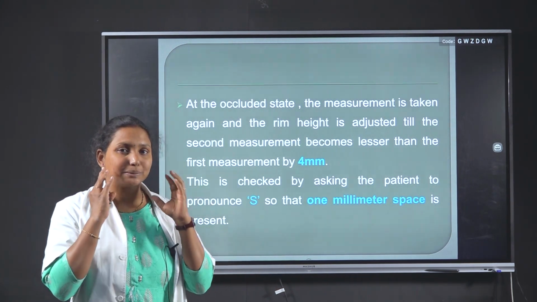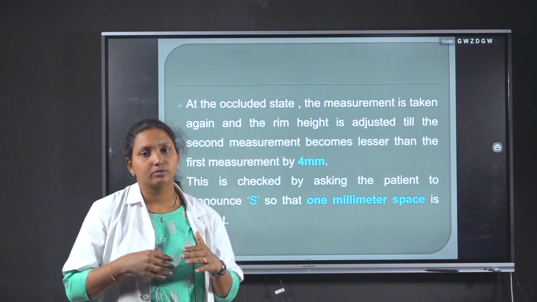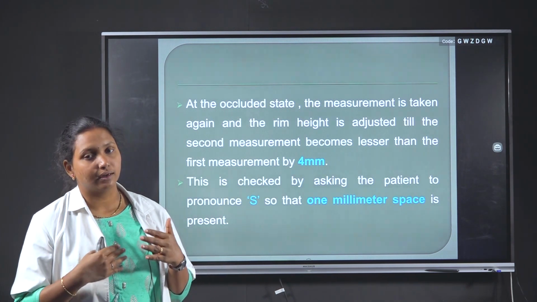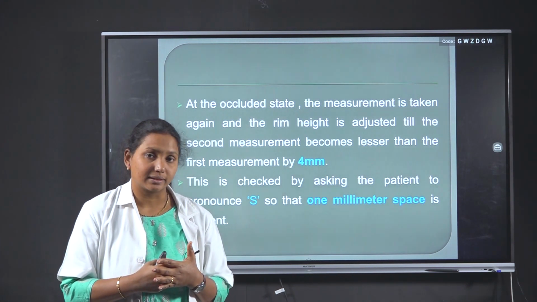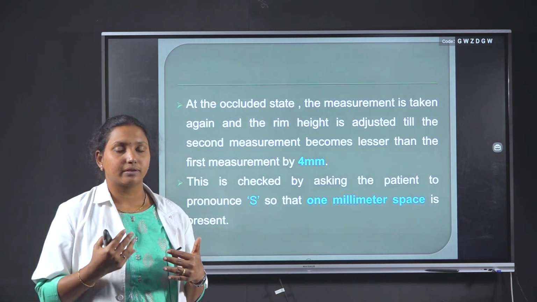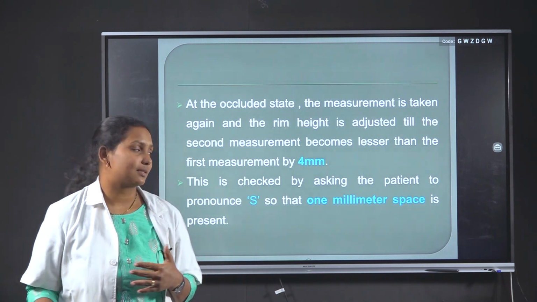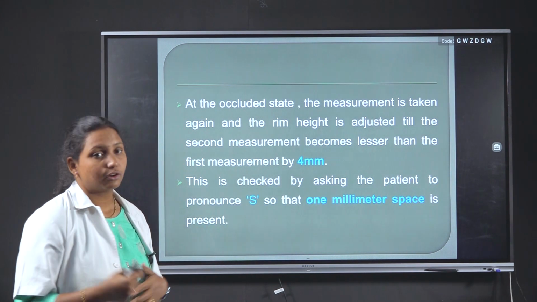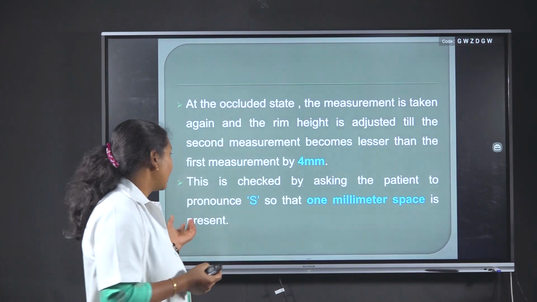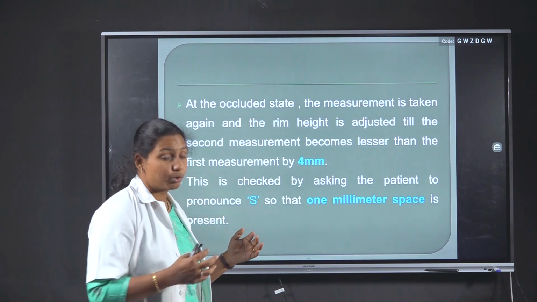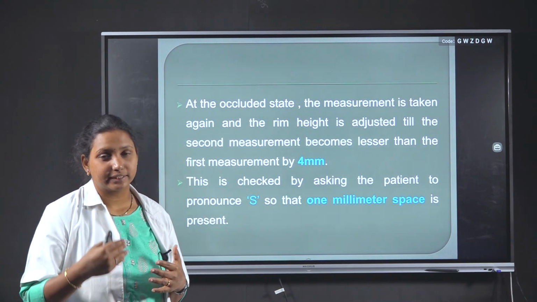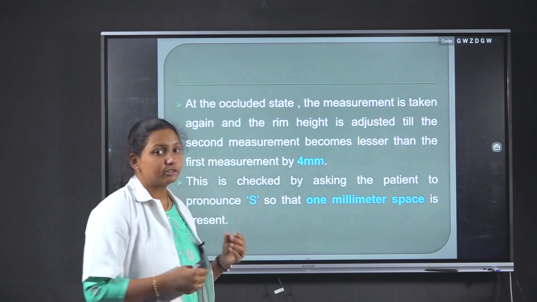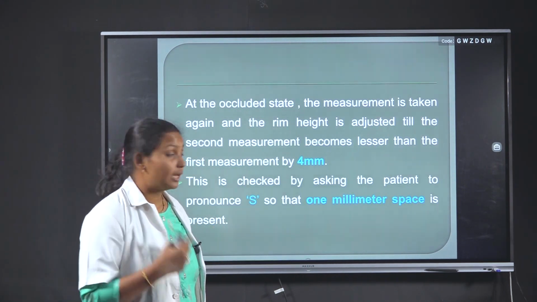After that, you will ask the patient to clench, so that maxillary and mandibular occlusal rims come into contact. At that position you will record vertical dimension at occlusion. You can also cross verify this by asking the patient to say the S sound. When the patient pronounces S, there should be 1 mm of space present between both the occlusal rims.